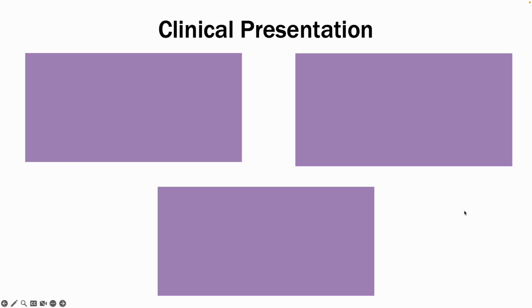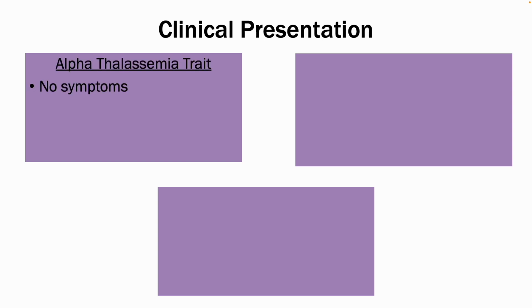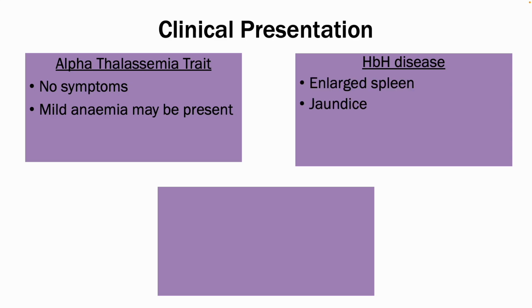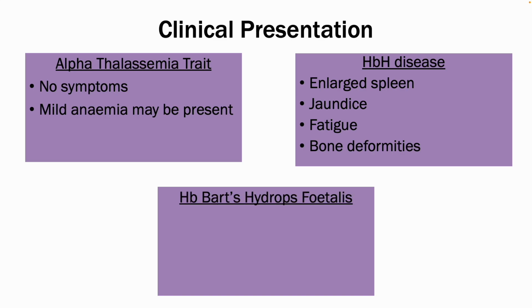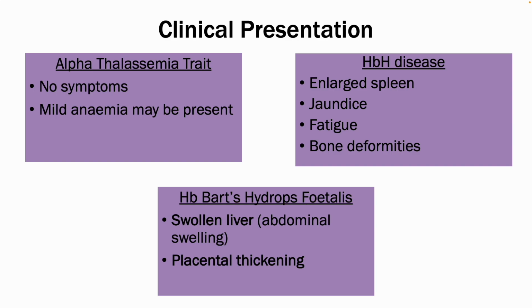In terms of how they present, in alpha thalassemia trait, you would have no symptoms, and there might be mild anemia present, but it would not be symptomatic. In HbH disease, you will have an enlarged spleen, jaundice, fatigue, and patients may even have bone deformities. Whereas with hydrops fetalis, you would see things such as a swollen liver or abdominal swelling, placental thickening during pregnancy, but very often death because of how severe the condition is.